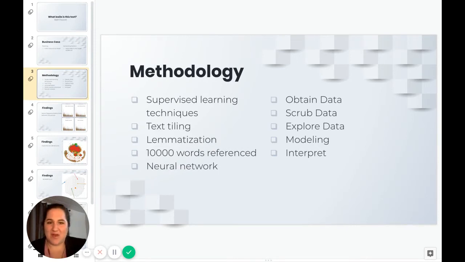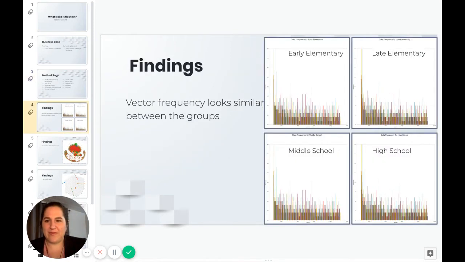Throughout this process, I was cleaning as I went. That's called scrubbing. I explored the data, and you'll see some of those visualizations today. I even have a good representation of what my model looks like, or is starting to look like. And then I have an example of an interpretation for you.